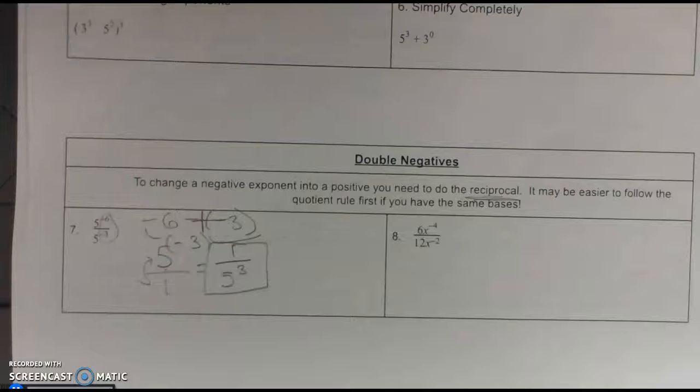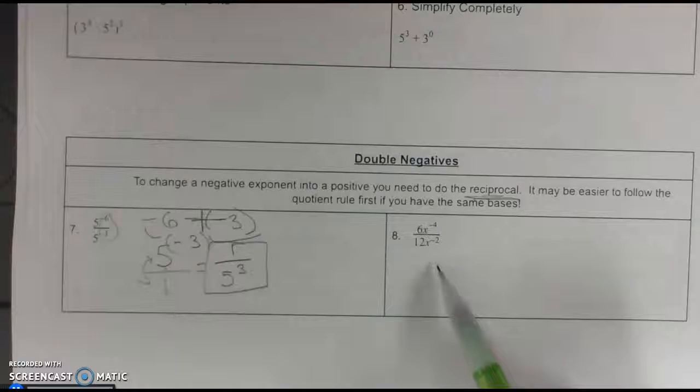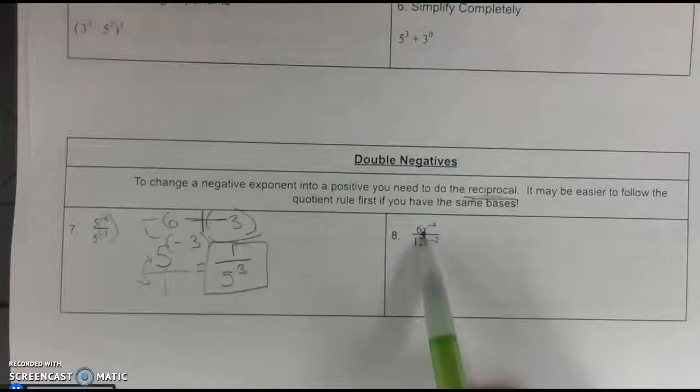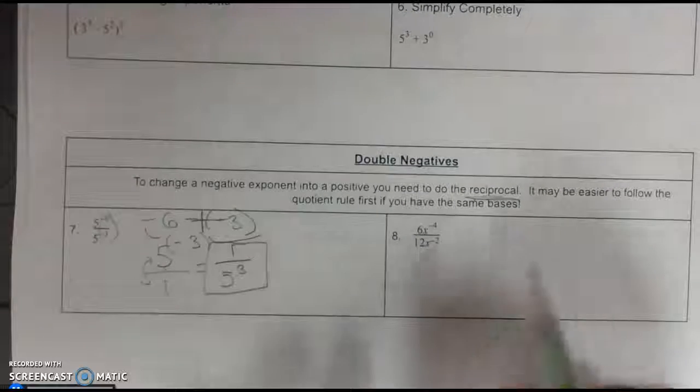Okay, give a second and see if you can do this on your own. So let's try it. Letting you know now, just because these are touching, it does not mean that they are going to go together. So I can break it down into parts, right? I have 6 over 12 times, I have x to the negative 4th over 1 times 1 over, and I have my x to the negative 2.